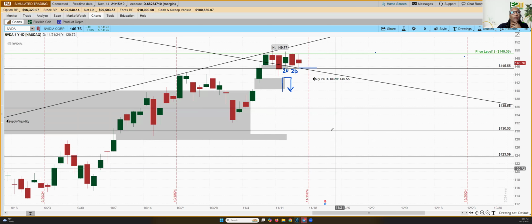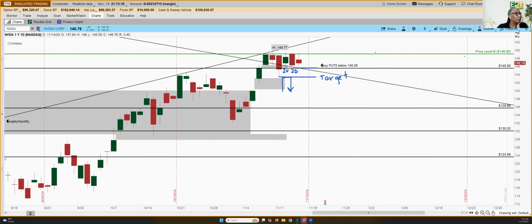Buy puts below 145.55, saying there could be more downwards action. That's buying regular puts, not buying put credit spreads. Of course, we know the difference, but buying puts means you're thinking there's more downwards. Your target then would be this next candle here. This would be your target, your first place to look at taking profit, or where you believe it's going to go.